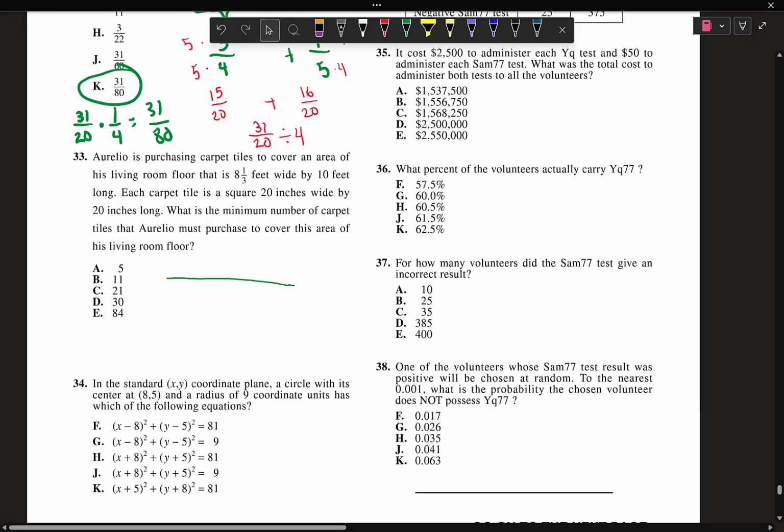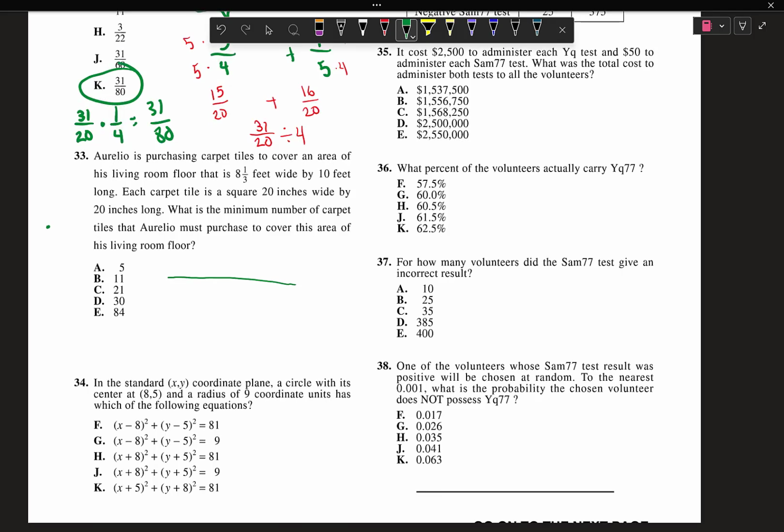We've got our living room floor here. It is 10 feet long by 8 1/3 feet wide. But really the first problem I see is we've got feet, we're measuring the living room, and the carpet tile we're putting in the living room is in inches. So let's first convert all of this to inches.